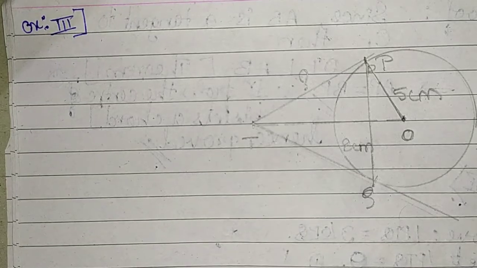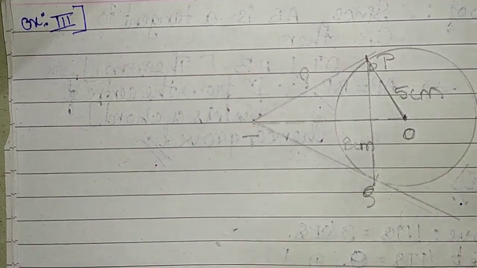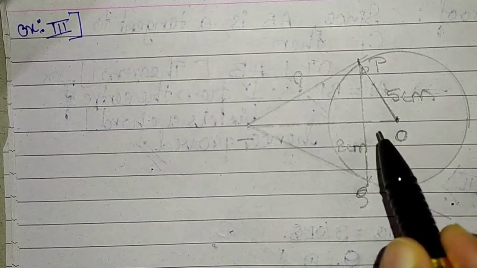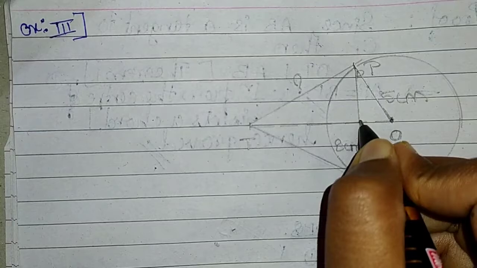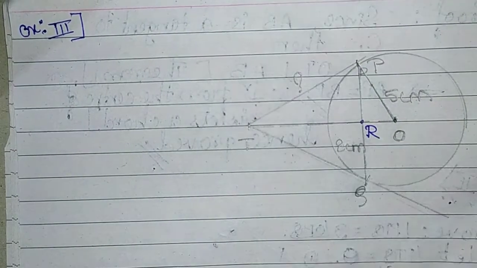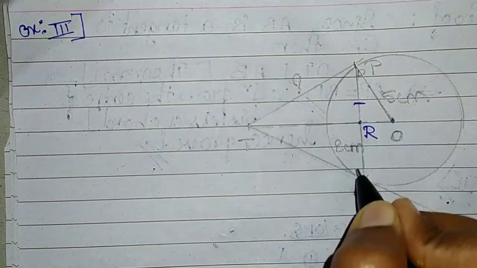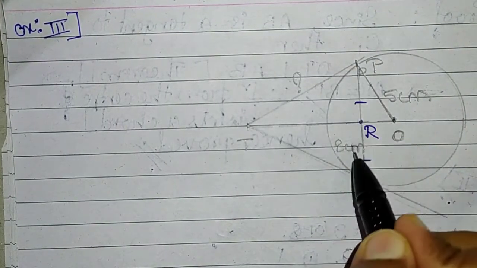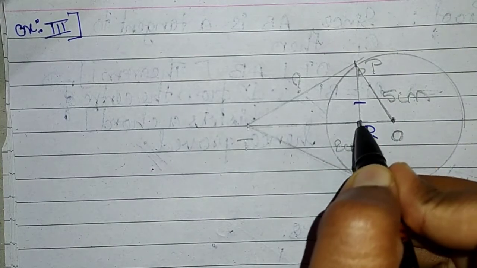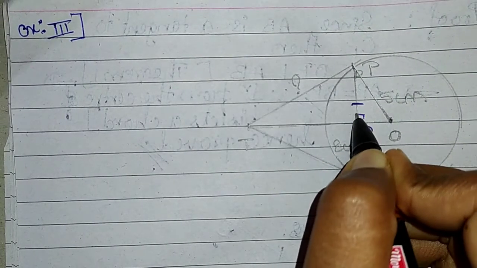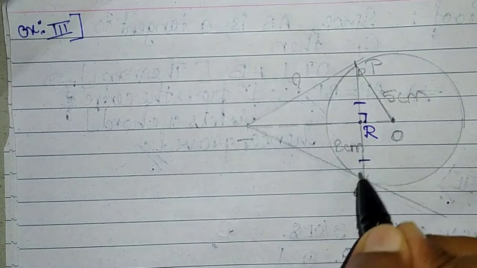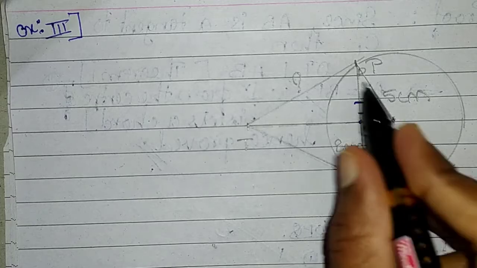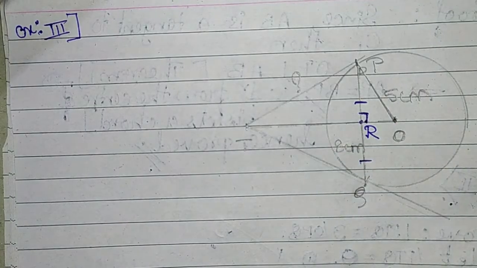To do this, let us make use of Pythagoras theorem. Before doing that, you have to know something here. Let this point of intersection be R, and PR is equal to RQ, because PQ is a chord and OR is a perpendicular drawn to this chord from the center. This is something you learnt in your 9th standard.